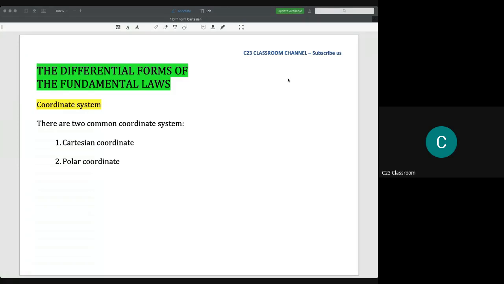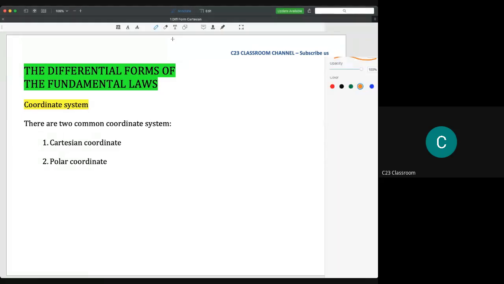So today we start our lecture from chapter 1, but actually from the Potter textbook, it is in chapter 4. The title is The Differential Form of the Fundamental Laws. Before we go further to analyze by using this idea, I would like to share with you about the coordinate system.